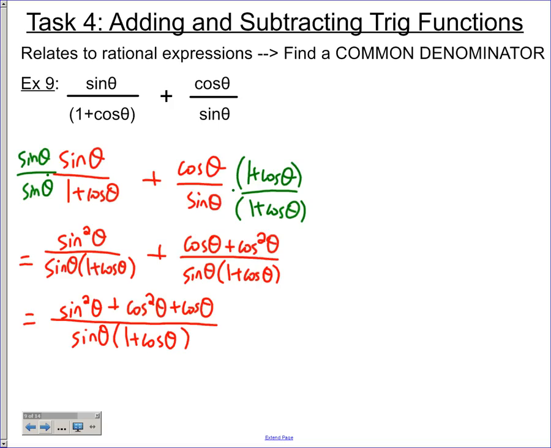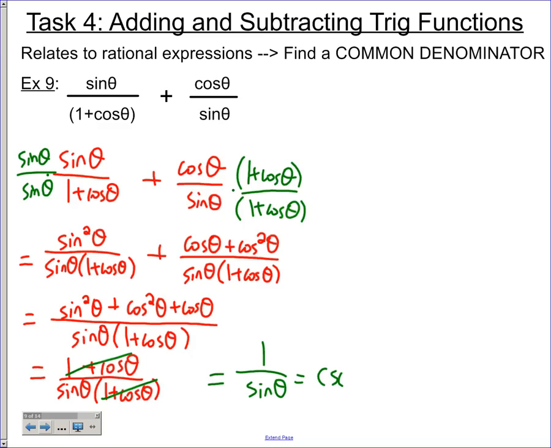Okay, so sine squared theta plus cosine squared theta is 1, so we get 1 plus cosine theta on the top, and we still have sine theta times 1 plus cosine theta on the bottom. You can see that those are the same terms, and we're left with 1 over sine of theta, which is cosecant of theta. So a good reason that we use identities is to take a big, ugly, messy expression, like the start of example 9, and turn it into one simple trig function, cosecant of theta.